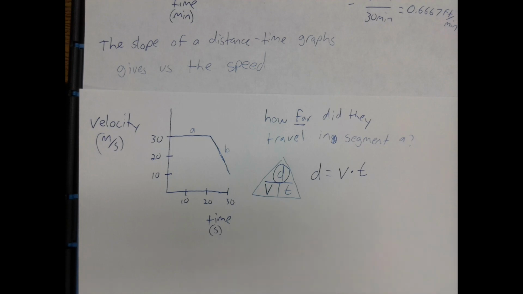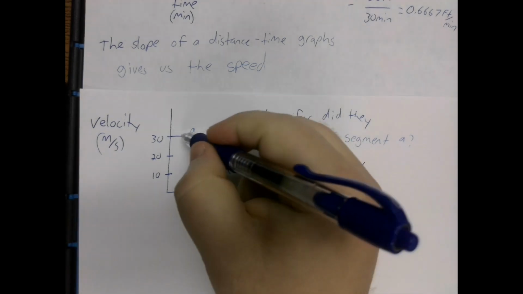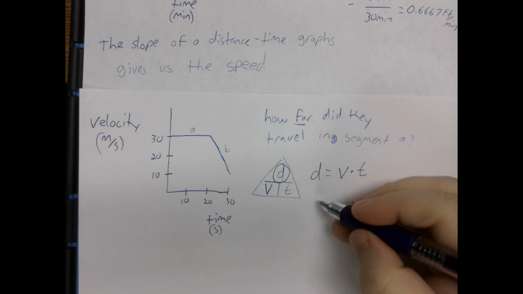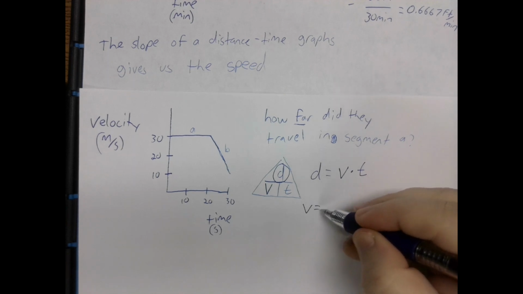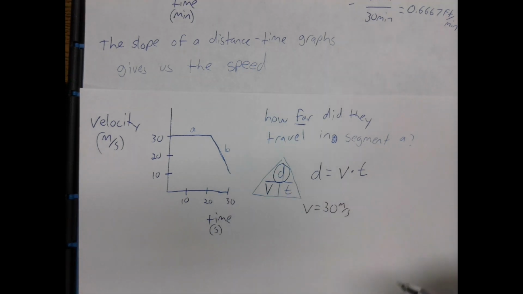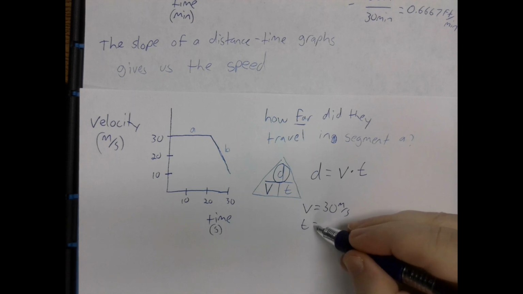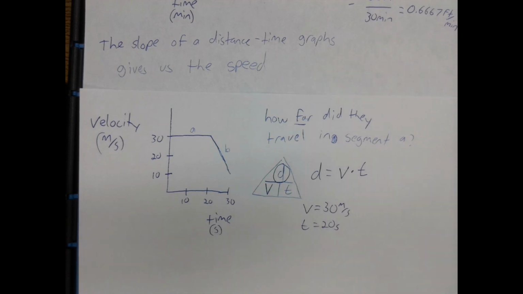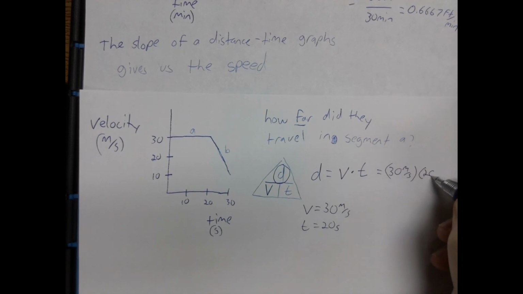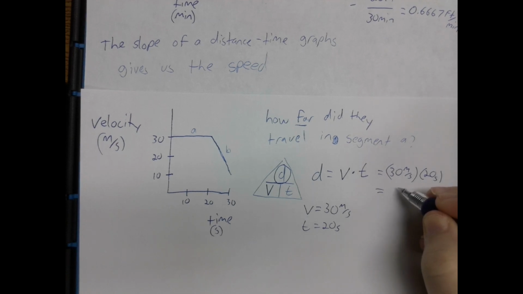What is the speed? So yes, there's a constant 30 meters per second. So our speed is 30 meters per second. And what is the time? So distance is equal to speed, which is 30 meters per second, times a time of 20 seconds. That's a total of 600 meters.